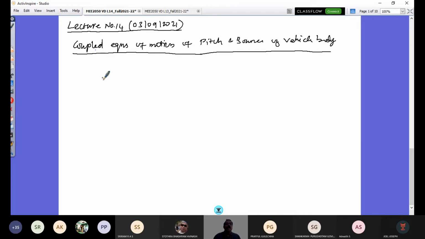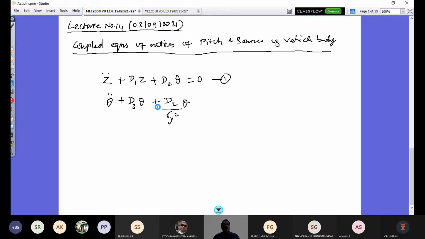So what is that equation? Equation 1 goes like that. It is Z double dot plus D1 Z plus D2 theta, that's equal to 0. That's my equation 1. And the second equation is theta double dot plus d3 theta plus d2 by ry square Z, that's equal to 0. That's my second equation. So these are the two governing equations of these two coupled motions.